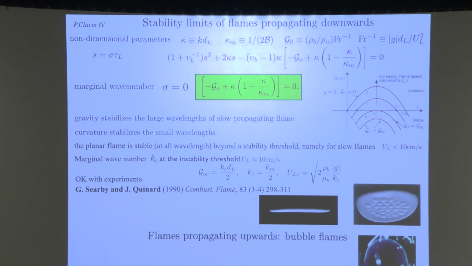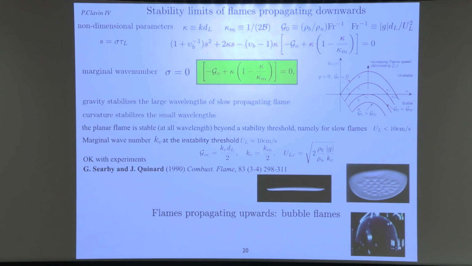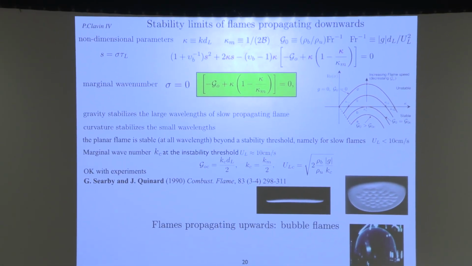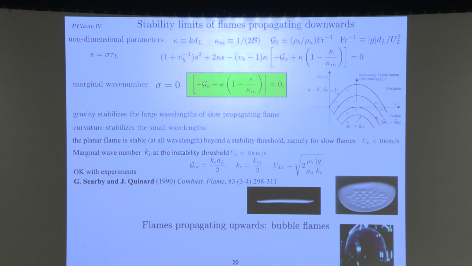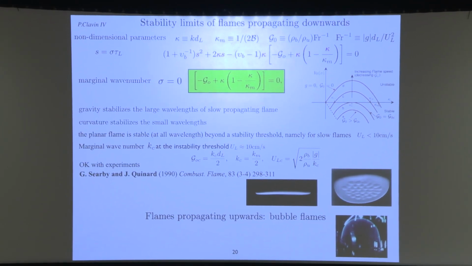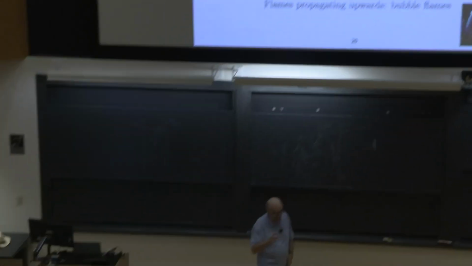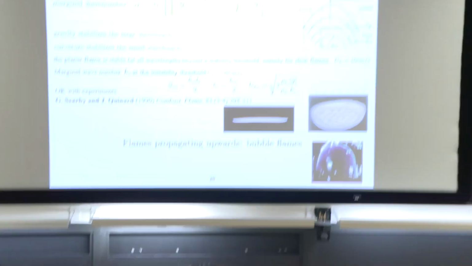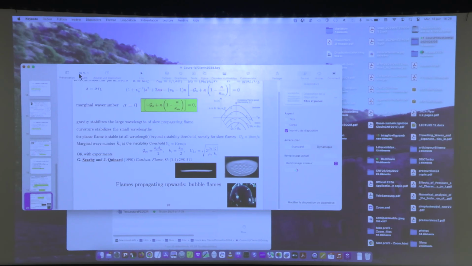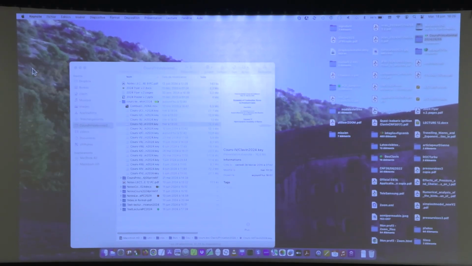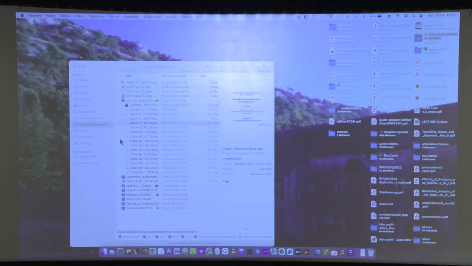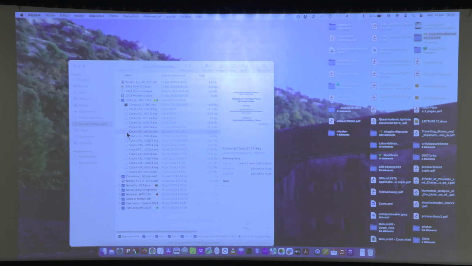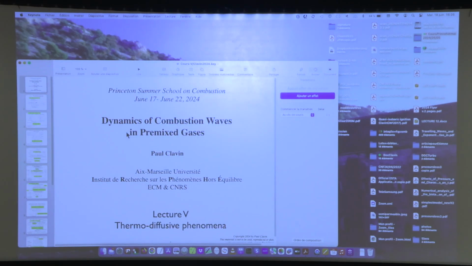Now, what about the flame propagating upward? It's not difficult to show, but Zeldovich was working on that, in fact, that the flame is almost like a bubble. Not exactly like a bubble, but almost like a bubble. Okay? So now we are going to another flame instability mechanism, which is very, very interesting.